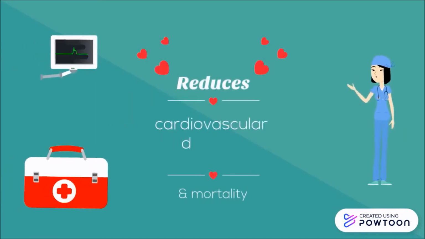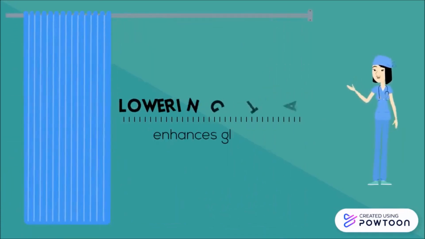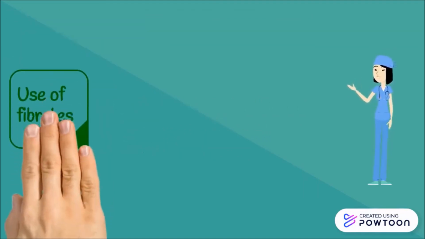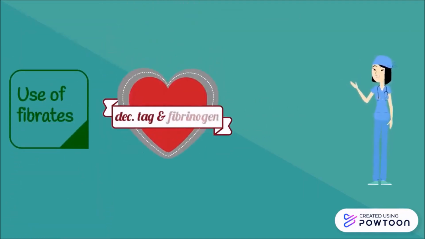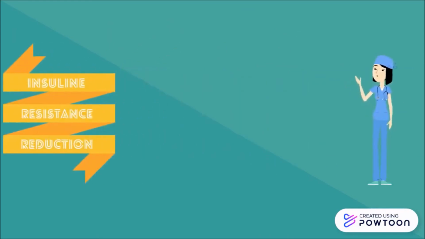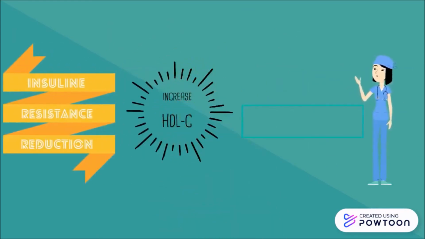It has been suggested that lowering triglyceride levels, especially postprandial, may improve glucose metabolism and decrease atherogenic risk. The use of fibrates has been shown to decrease triglyceride and fibrinogen levels, while increasing HDL-C. On the other hand, the decrease in insulin resistance increases HDL-C levels and with this decreases atherogenic risk.